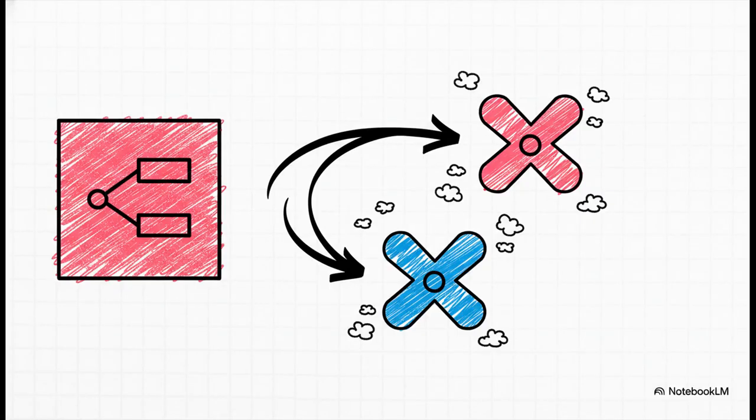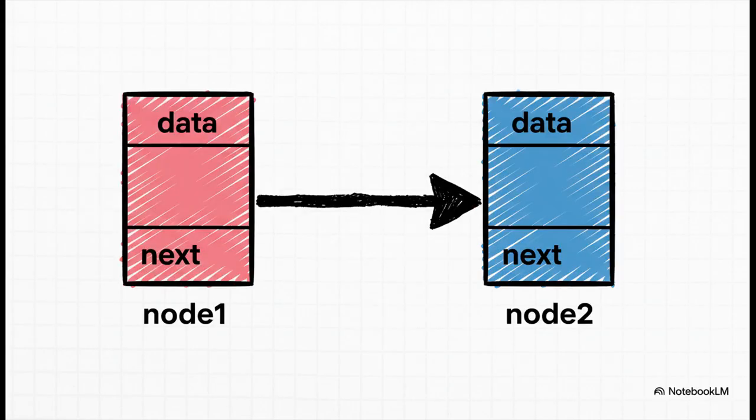So once we have that node class blueprint, actually making the nodes is a piece of cake. It looks just like this. We're just telling Java, hey, use that blueprint to build me a new node with the data A, and then do it again for B. And how do we connect them? You already know this part. It's that exact same beautifully simple command we just saw. Node1.next equals node2. That's it. We now have a real functioning linked list with 2 nodes.